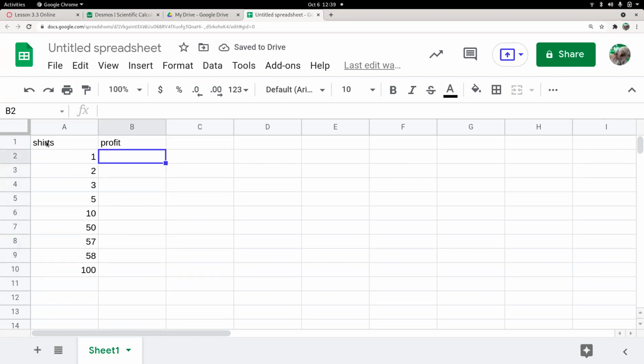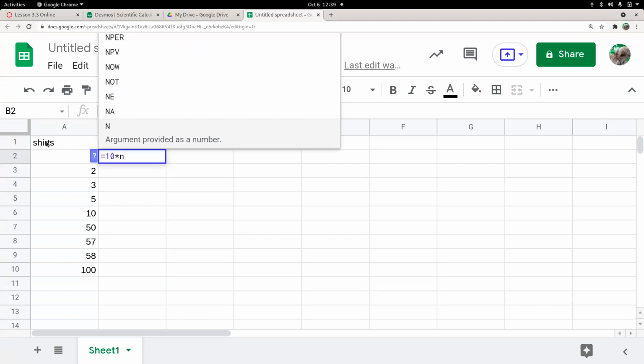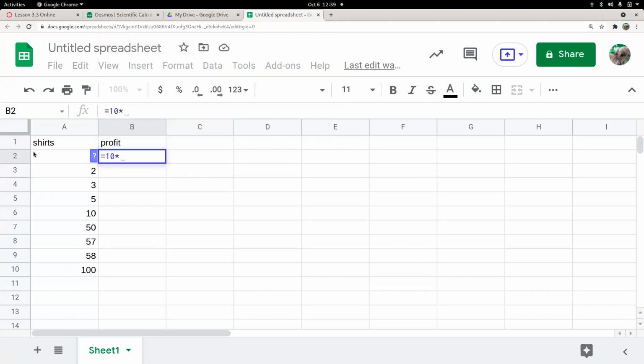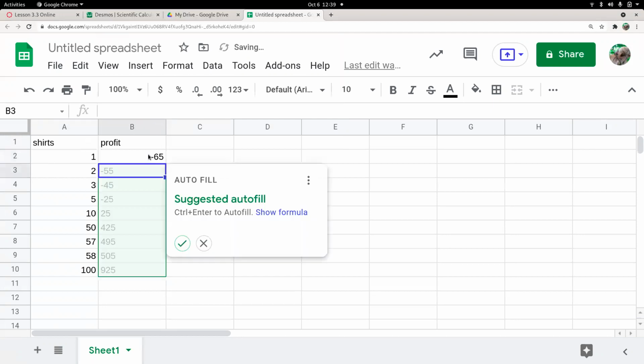So the equation was 10 times n, but here I can't type 10. Oh, I can type 10 times n, but the computer's going to be like, n? What the heck's n? So I have to say, oh, n is whatever number is next to you right there, and then minus 75. And once I type that kind of equation once, enter, the computer says, hey, you want to fill that down? Sure.